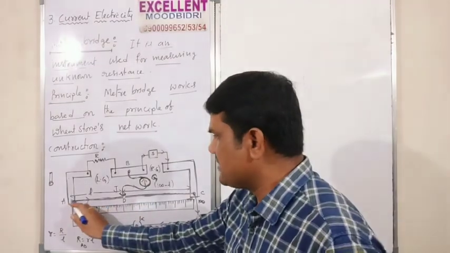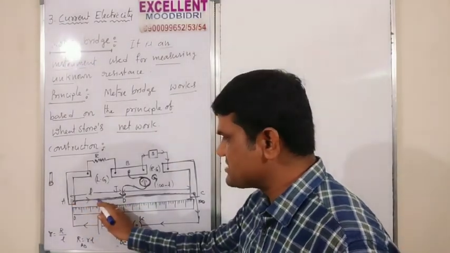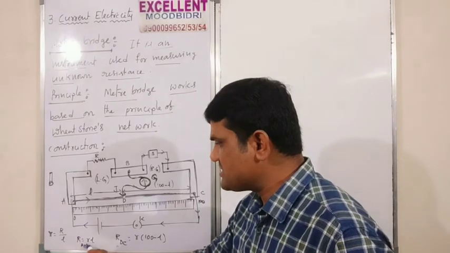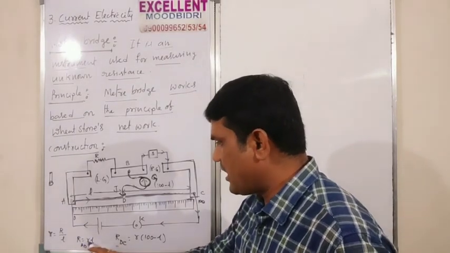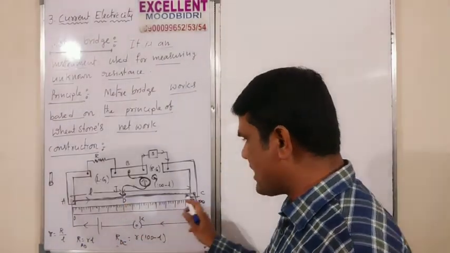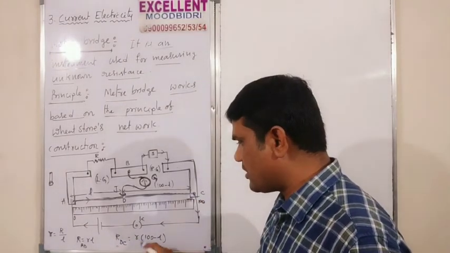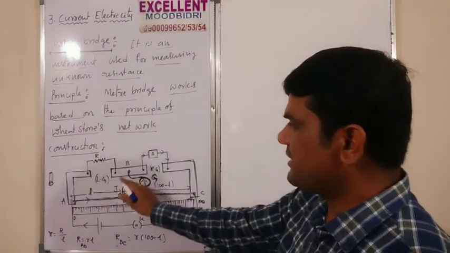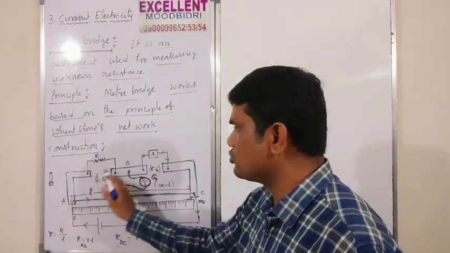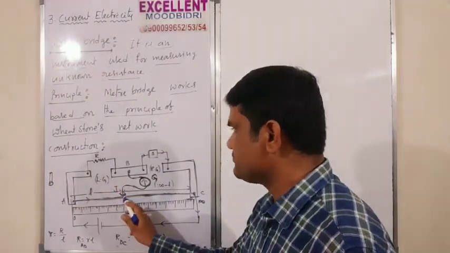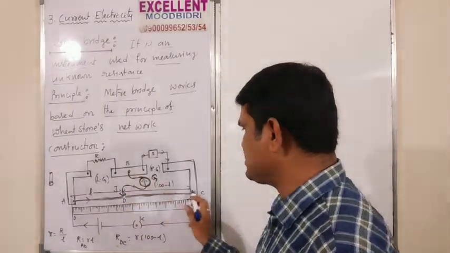This wire has resistance. This wire resistance is equal to how much? So RAD is equal to r into L. This wire also has resistance per unit length, so RDC is equal to r of (100 minus L) only. Correct? Now this is A to B, A to D, next B to C, D to C.